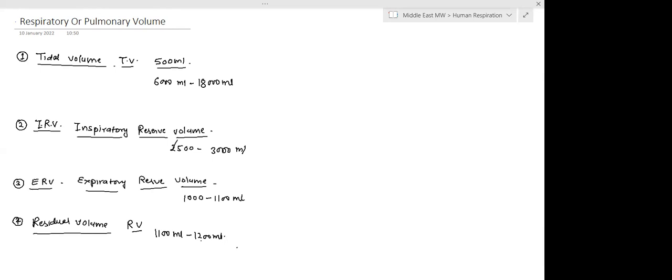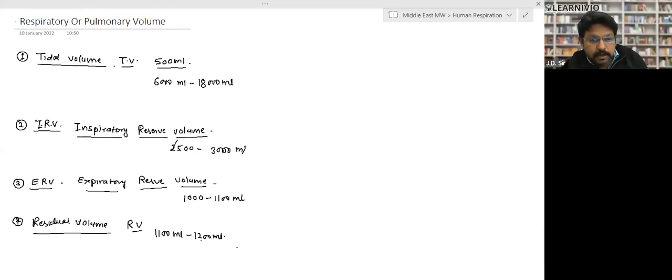Put the heading: next one, lungs capacity or pulmonary capacity.